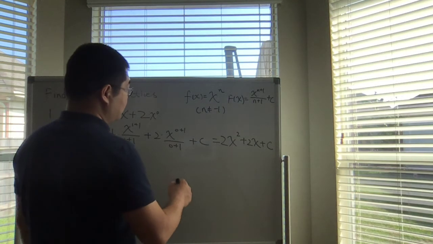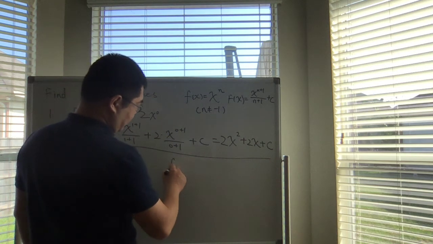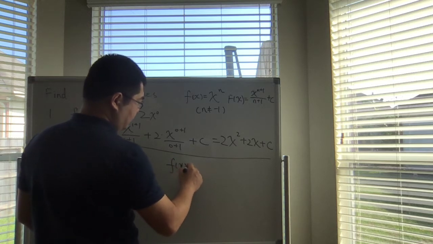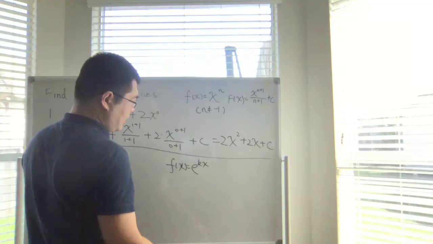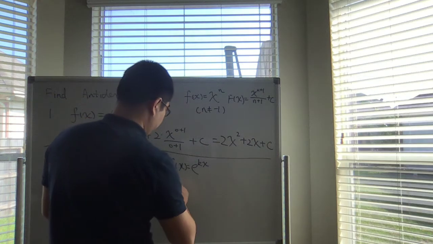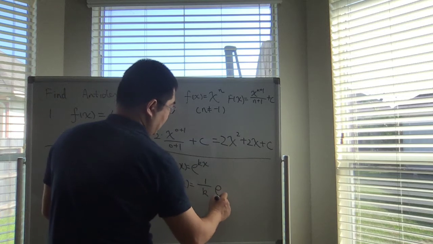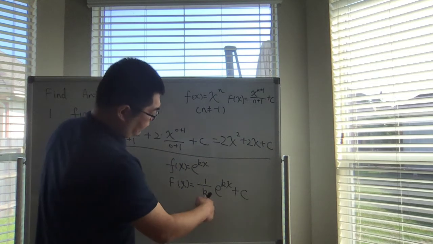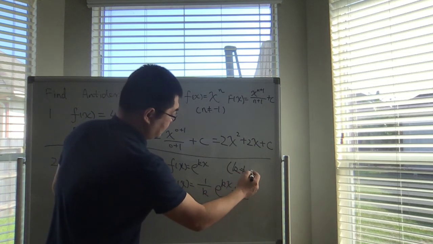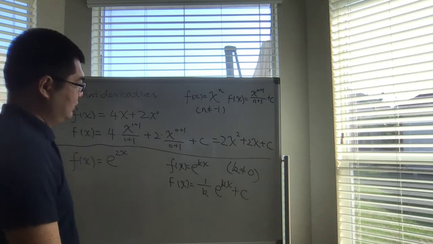For this, we're going to use another antiderivative formula, which says like this. If the given function f(x) is e to the power of kx, where k is an arbitrary constant, then its antiderivative equals 1 over k times e to the power of kx plus c. Well, for here, I believe you can set that k is not 0. It can be positive, it can be negative, but it's not 0.